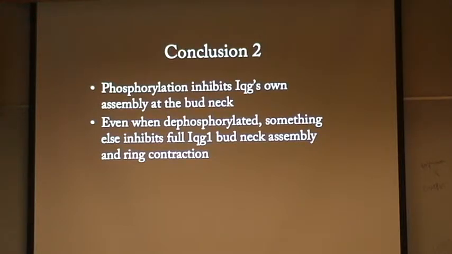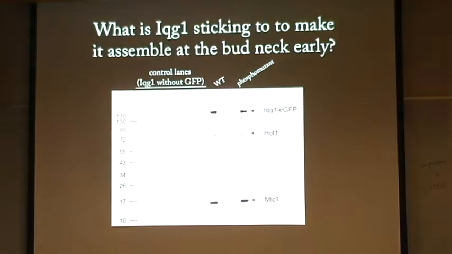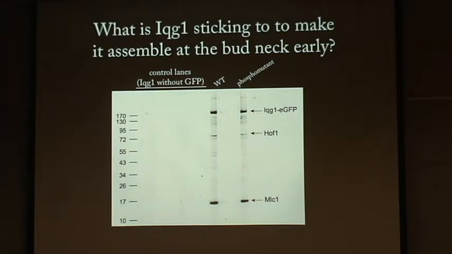But so we wanted to know, what is accounting for this early accumulation of the non-phosphorylated protein? What is IQG1 sticking to that's more sticky to without the phosphate than it is with it? And so we started doing some biochemistry where we actually mashed up some cells and used an antibody that would stick onto the GFP that was on the IQG1 and separate that out from the whole rest of the mess of the mashed up cells and pull out IQG1 and anything that it was stuck to.